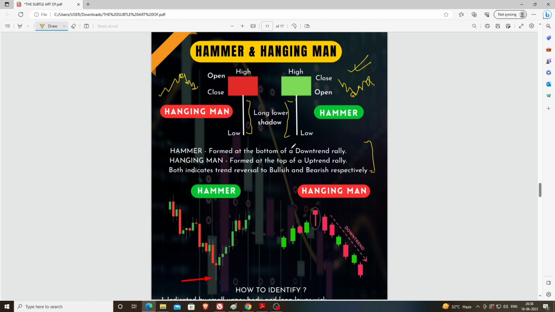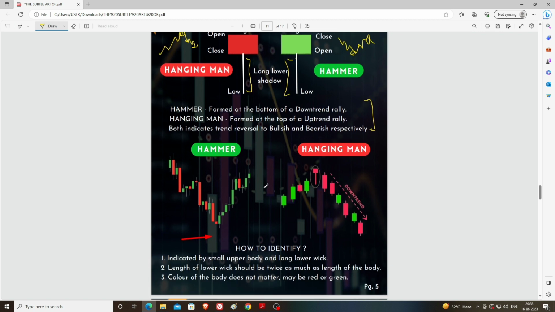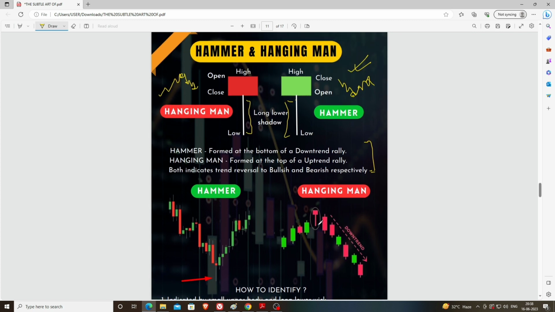See, hammer is formed at the bottom of a downtrend rally, and hanging man is formed at the top of an uptrend rally. Both indicate trend reversal, to bullish and bearish respectively. I am showing you in the chart, hanging man forming in the uptrend. I told you, the market was going up, and after the formation the market is going down.